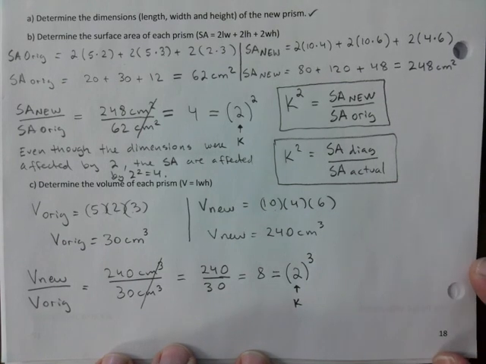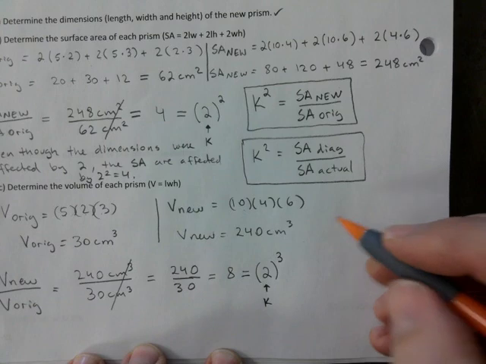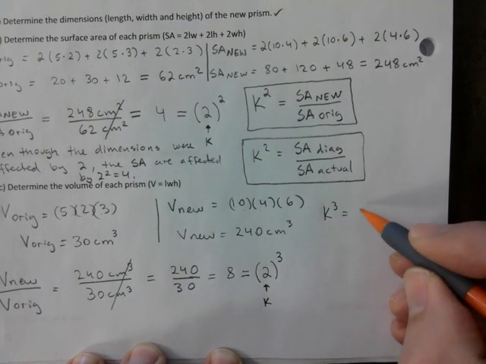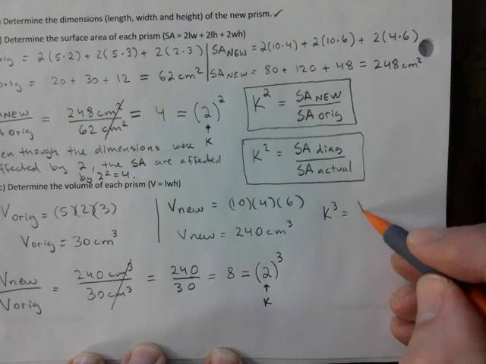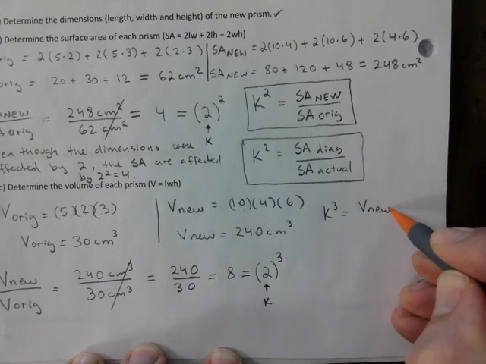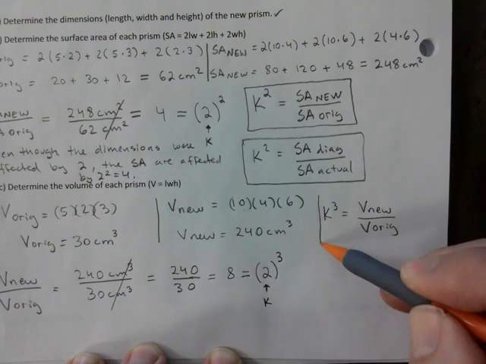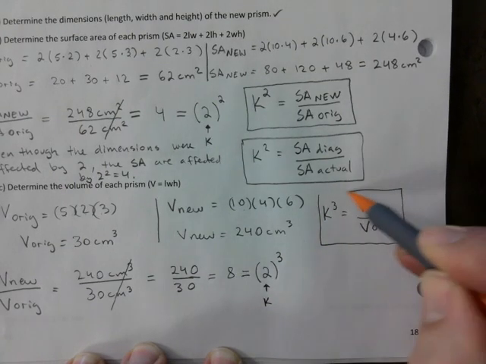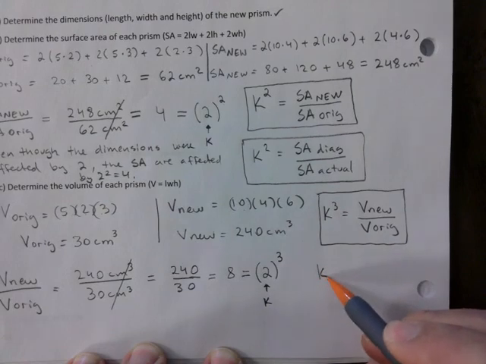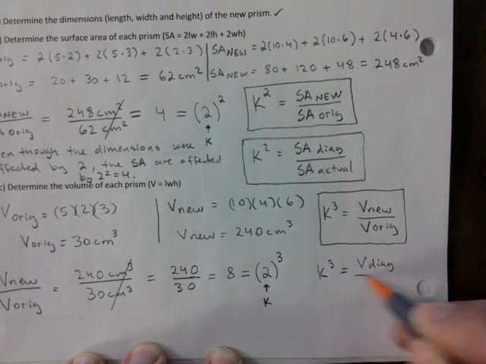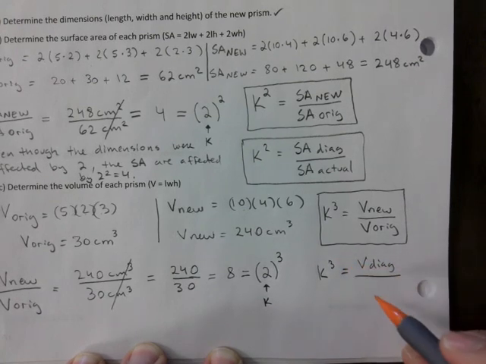Okay, so here are my formulas for that one. K cubed, right? If we were to compare the volumes, that's what you get. If we're going to compare the volumes, it's K to the power of 3.